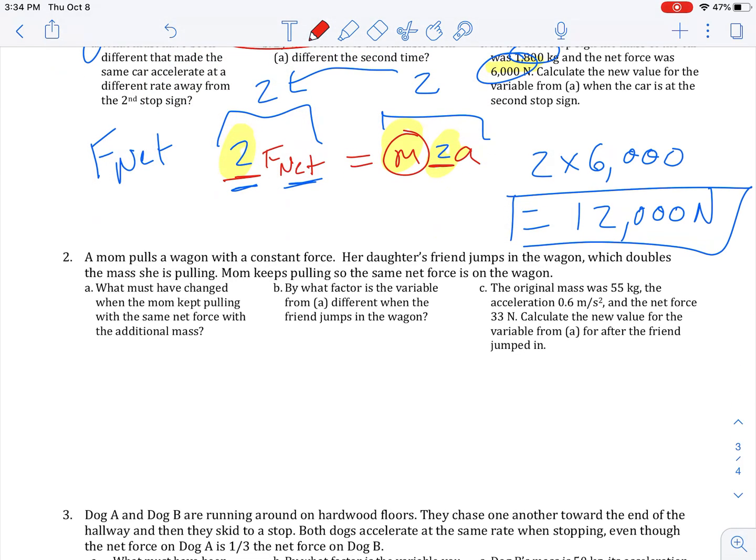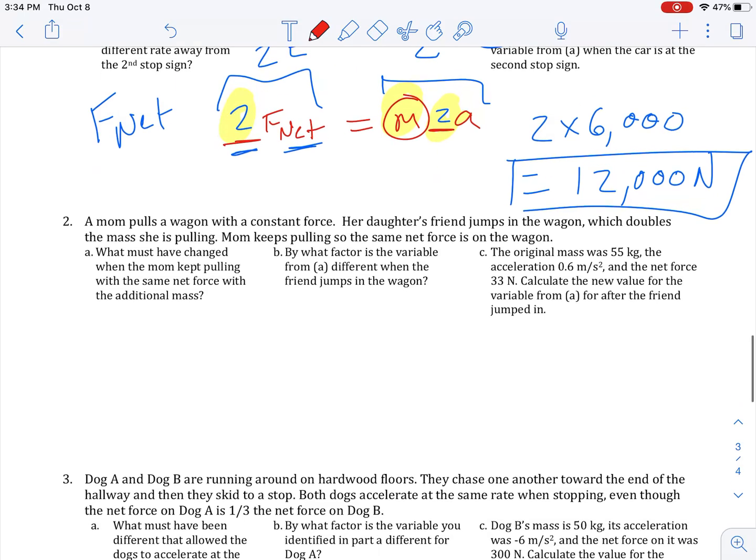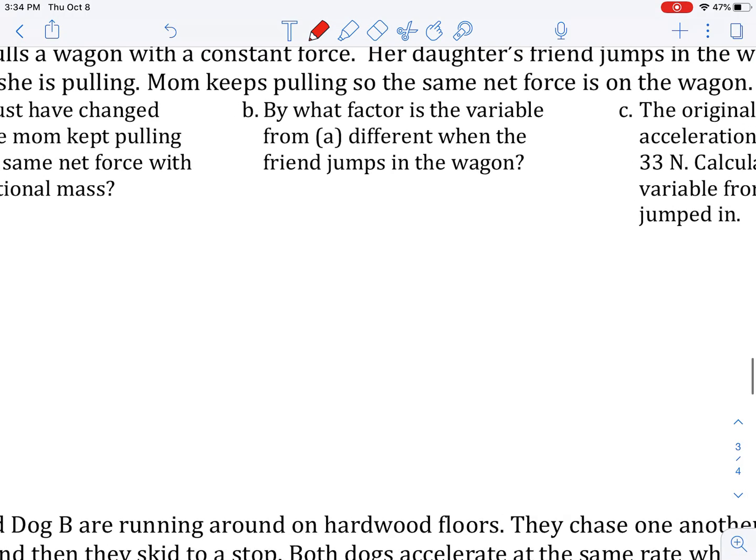A mom pulls a wagon with a constant force. Her daughter's friend jumps in the wagon, which doubles the mass she is pulling. Mom keeps pulling, so the same net force is on the wagon. All right, let's go. F net equals MA.